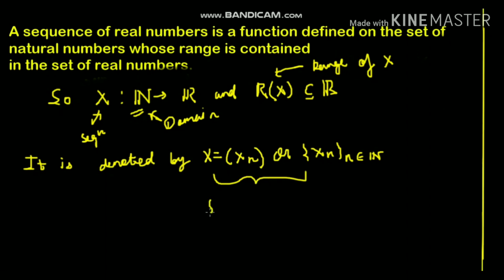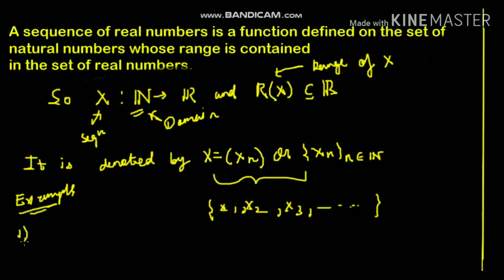What does this actually mean? It means a set of real numbers which contains x1, then x2, then x3, and so on till infinity. Why infinity? Because the set of natural numbers is infinite. As the domain is infinite, there are going to be infinitely many terms in x also. So I'm going to give you some examples which will make things a lot clearer. Let's go over a few basic things.